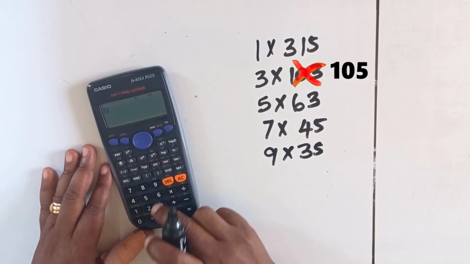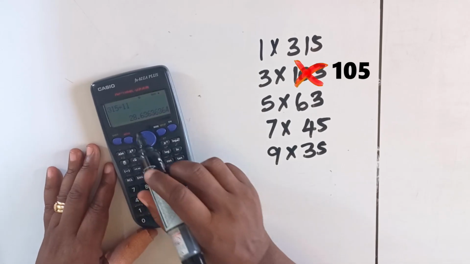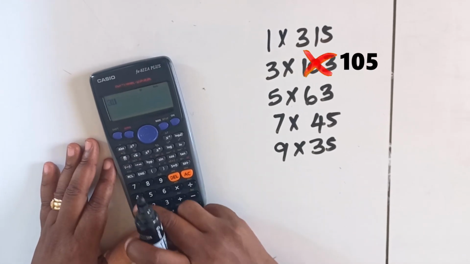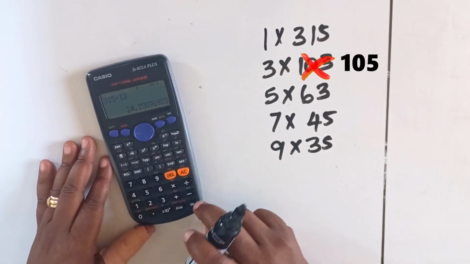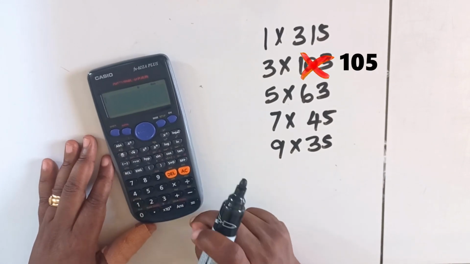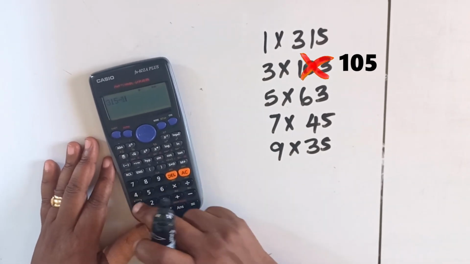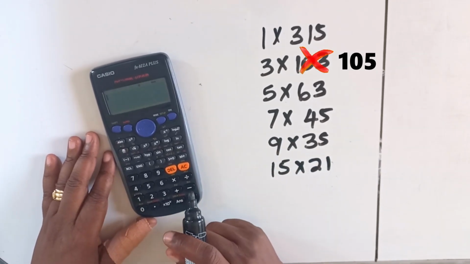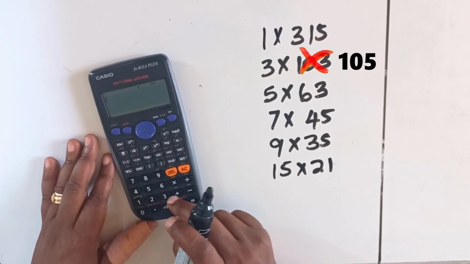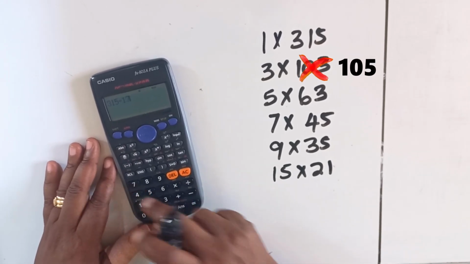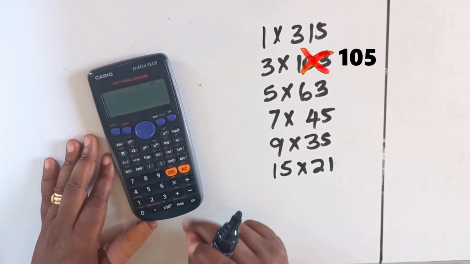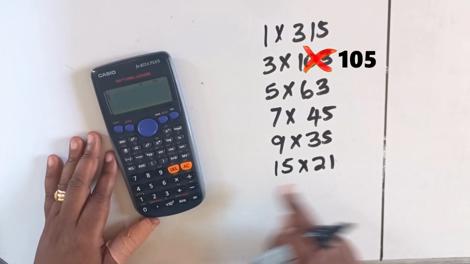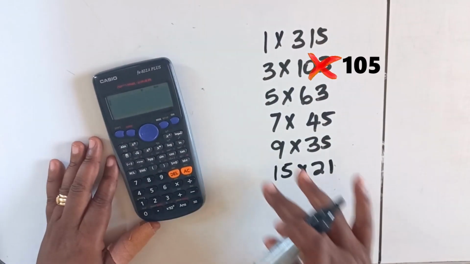Let's try 11. 315 divided by 11. It gives you a decimal. It's not a factor. 12 won't be a factor. Let's try 13. 315 divided by 13. It's not a factor. 14 won't be a factor. Let's try 15. 315 divided by 15. Oh, it's a factor. 15 times 21. And then 16 won't be a factor. Let's try 17. 315 divided by 17. It's not a factor. 18 won't be a factor. Let's try 19. 315 divided by 19. It's not a factor. 20 won't be a factor. And then we are at 21, so it means these are all the factors of 315.